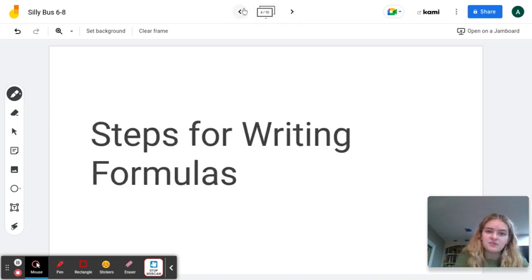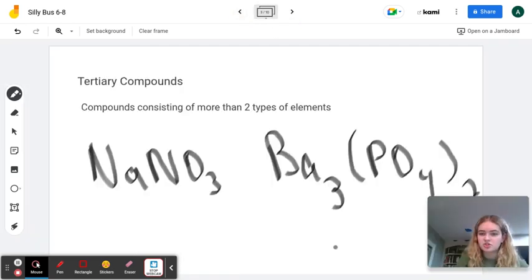So on the previous slide, you can see that there's a bunch of numbers here. How do I know what goes where? The order of things within the elements, within the compound, and writing the formula for it.